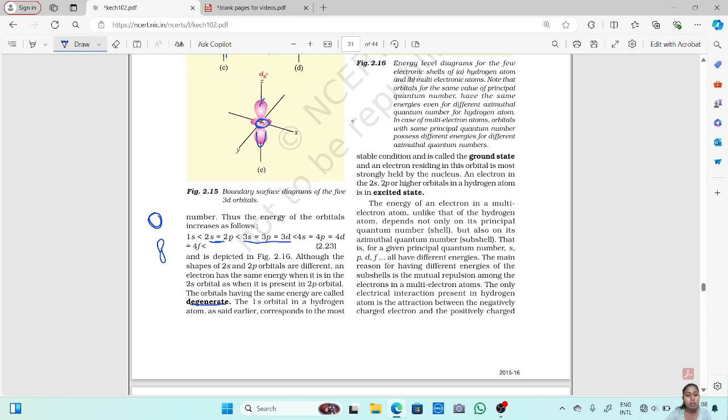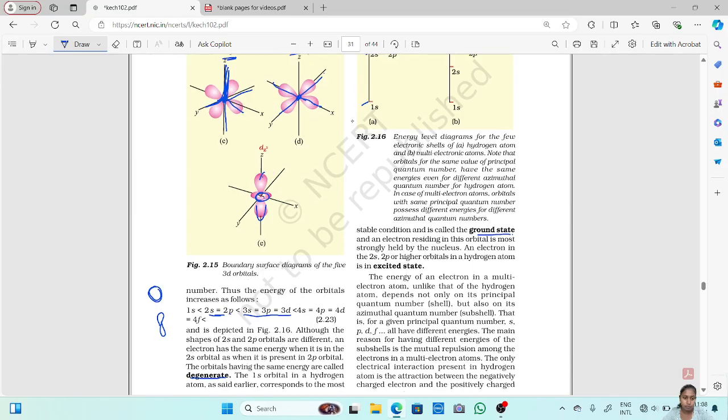Now, the 1s orbital in a hydrogen atom, as said earlier, corresponds to the most stable condition and is called the ground state. An electron residing in this orbital is most strongly held by the nucleus. So when an electron is present in the 1s orbital, it is strongly held by the nucleus because it is the closest one to the nucleus.